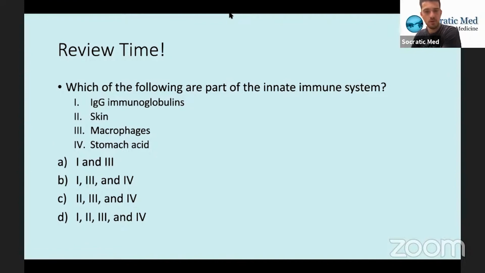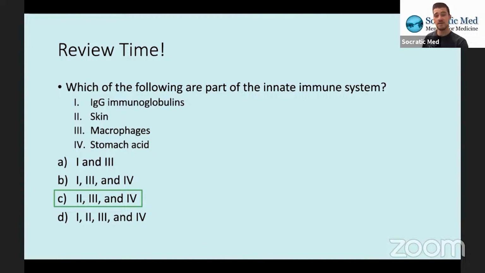Okay, so it looks like 100% of you said C, which is cool because that's the answer. Great job. So which of the following are part of the innate immune system? Pretty black and white. The IgG immunoglobulins come from B cells, which are adaptive immunity. They're cells from the adaptive immune system. So one is incorrect. And from there, you can pretty much just cross out A, B, and D.